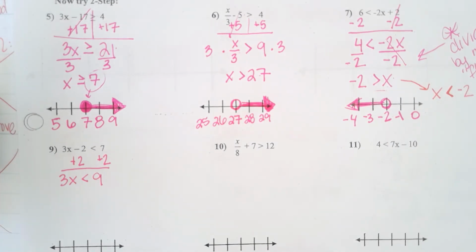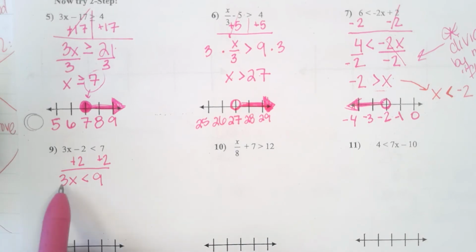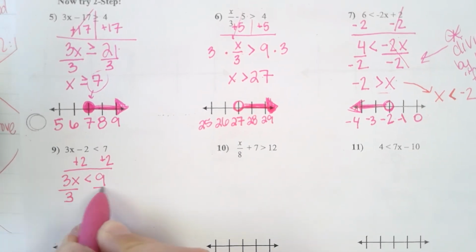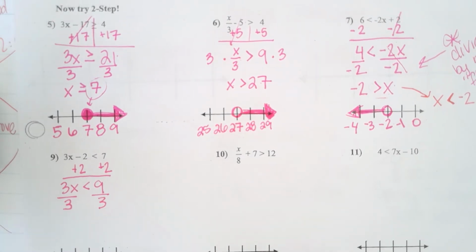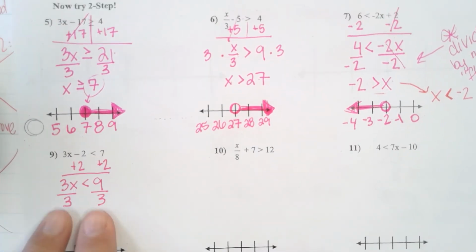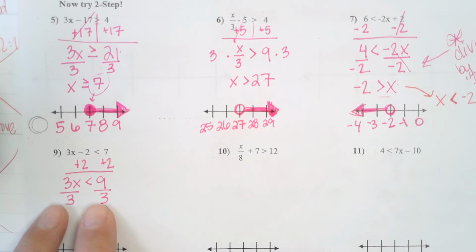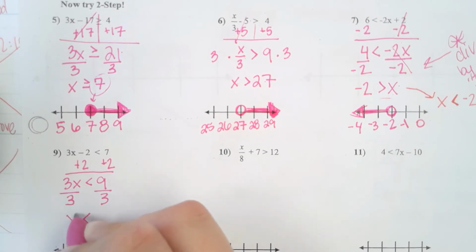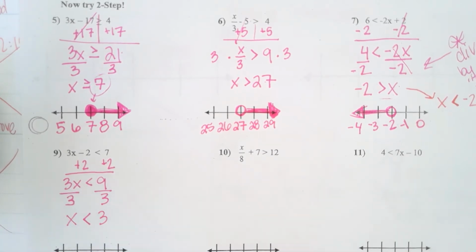And then our last step to get x by itself, right now the 3 and the x are multiplying, so the opposite of multiplying is dividing. And again, I'm always going to have my students double check, did we divide by a negative 3? Nope, so I don't have to flip my inequality sign, so it's going to stay the same. And then 9 divided by 3 is 3.